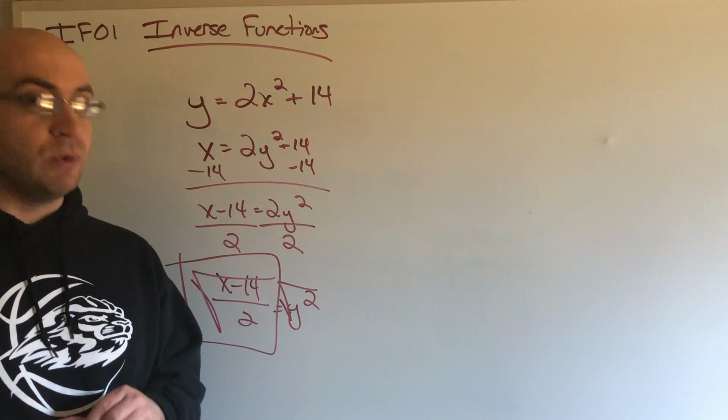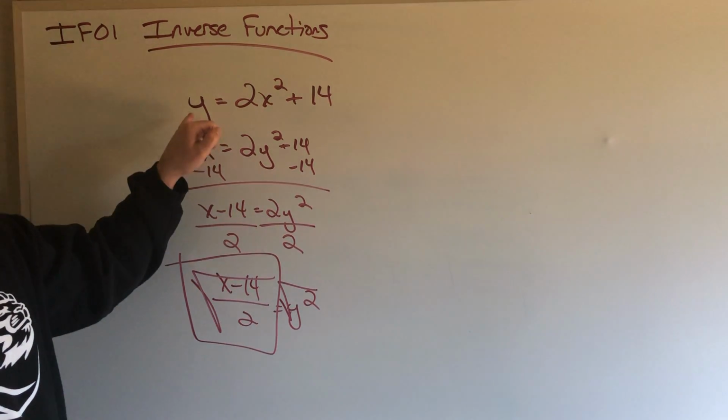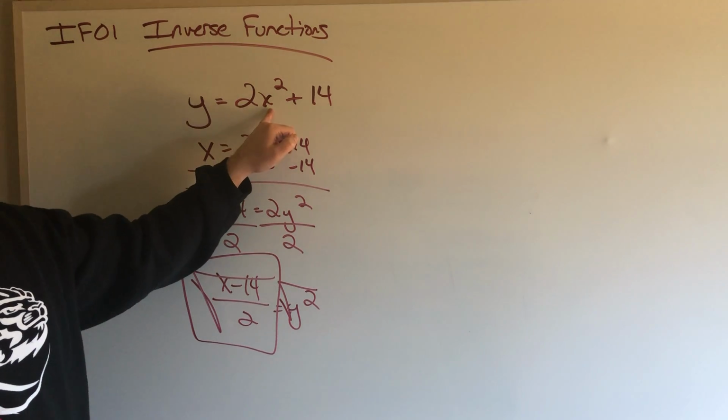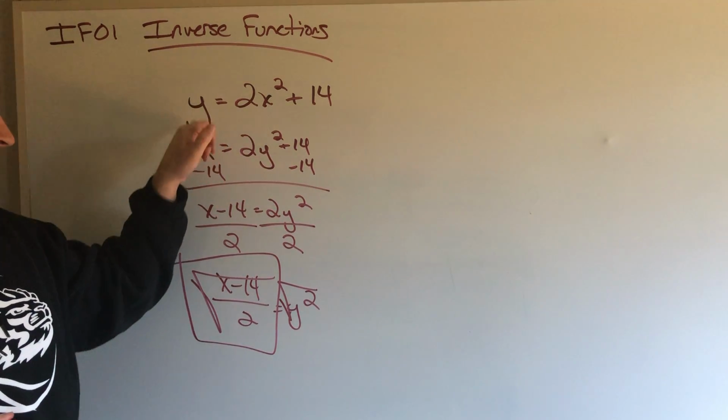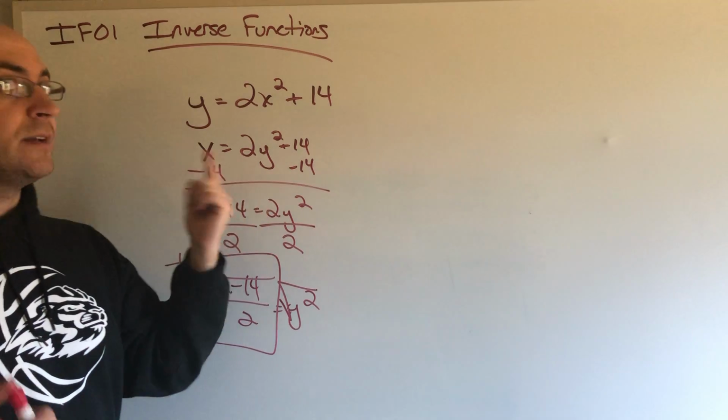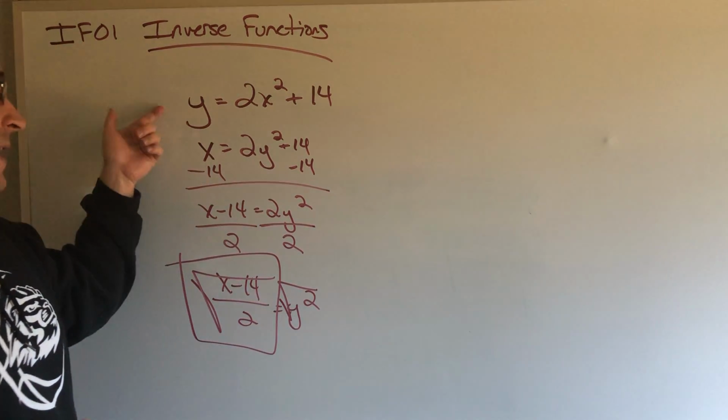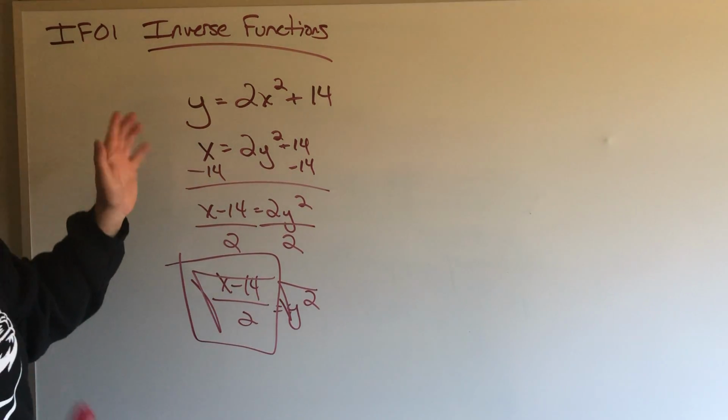All you're doing is two steps. Again, one, I am switching where the variables are in the equation, so I'm switching x and y. And then I'm solving for y. Now, I made it easy because I made it y and x, but typically, remember, this is going to say f of x.